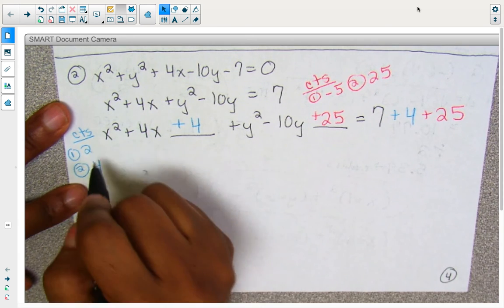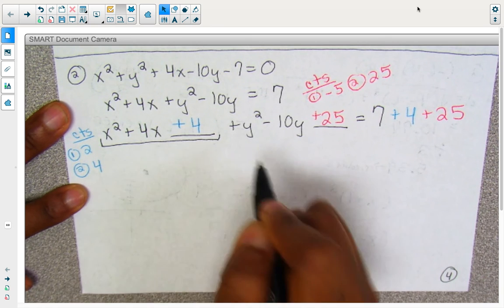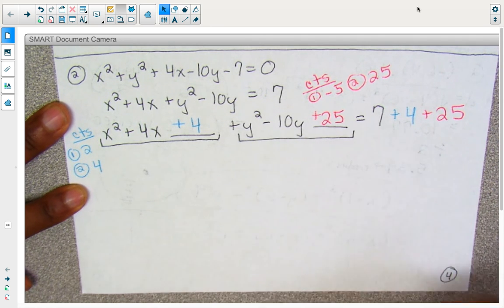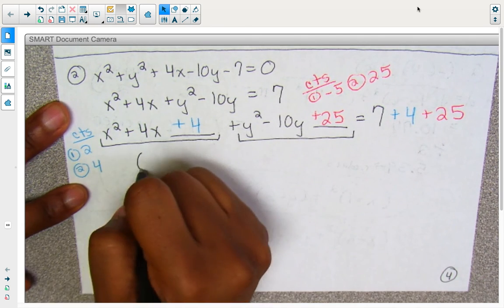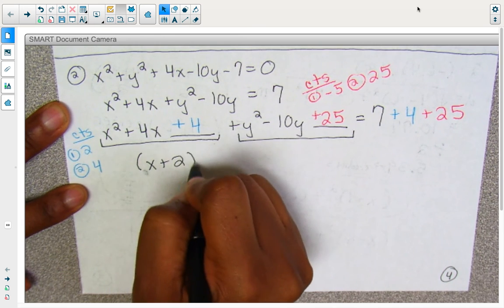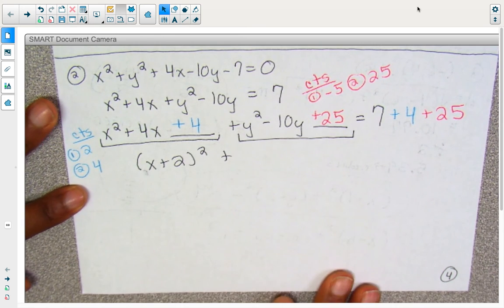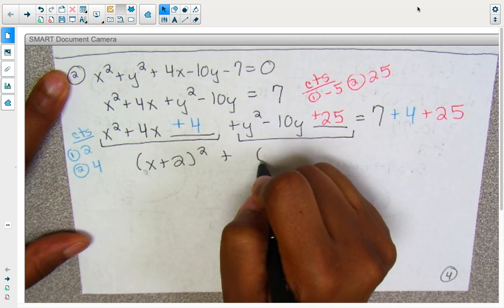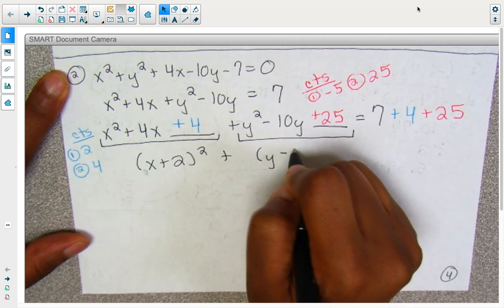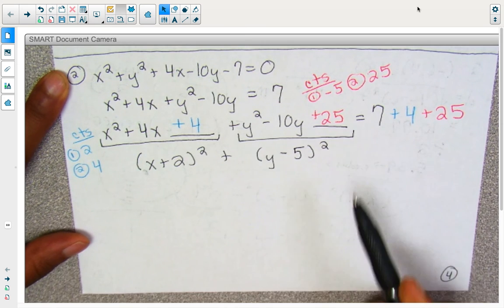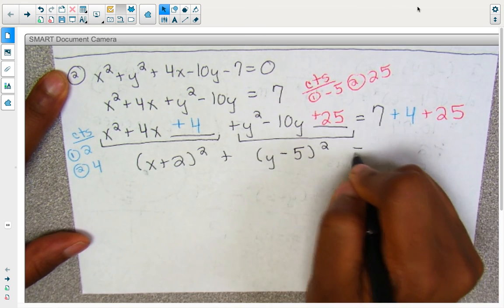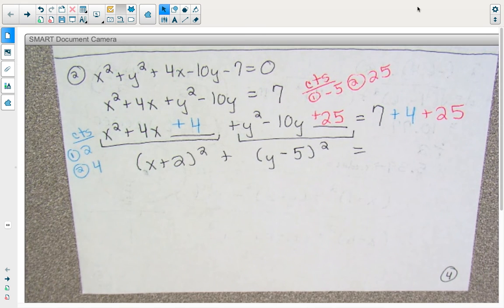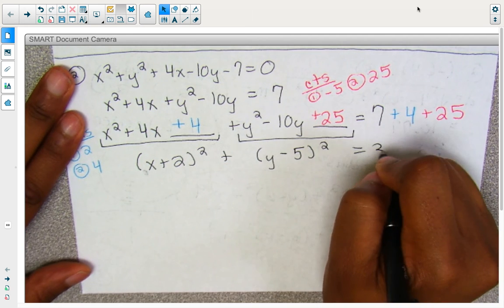Now we go through and we factor this, and it should factor into the same thing twice. That's the whole purpose of completing the square. So this is going to factor into x plus 2 squared. Again, if you get stuck factoring, it's number 1 when you write out your steps. And over here, y minus 5 squared. And it's number 1 if you get stuck. Add all that together, 7 plus 4 plus 25, I got 36.